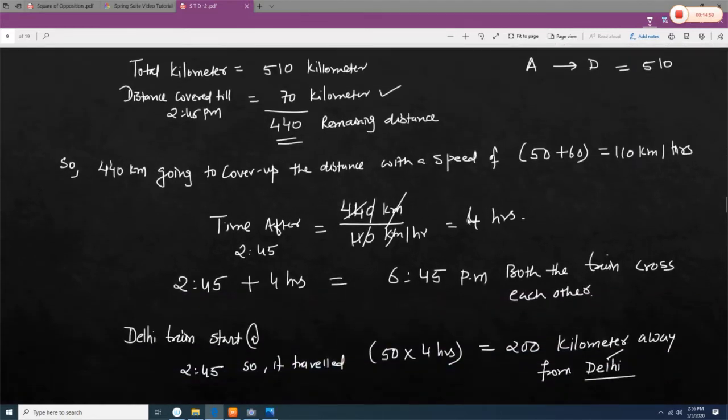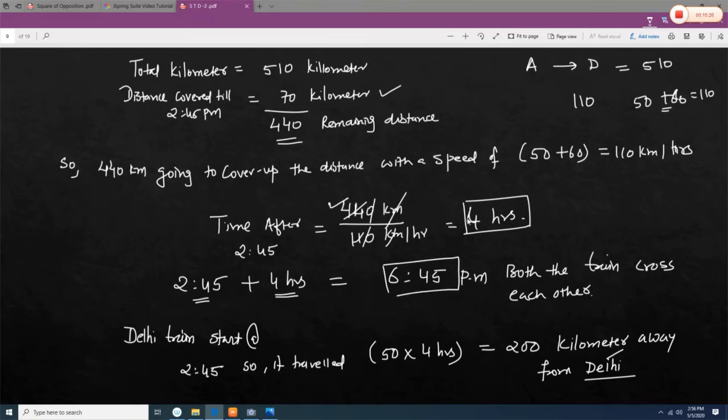So the remaining distance is 440 with a relative speed of 110, because 50 plus 60 is going to come 110, and it is going in an opposite direction, so we have to put a plus sign, right? So it is 110 kilometers per hour. So after 4 hours they will cross each other. So at 2:45 both trains are running, plus 4 hours, so at 6:45 p.m. both trains cross each other.